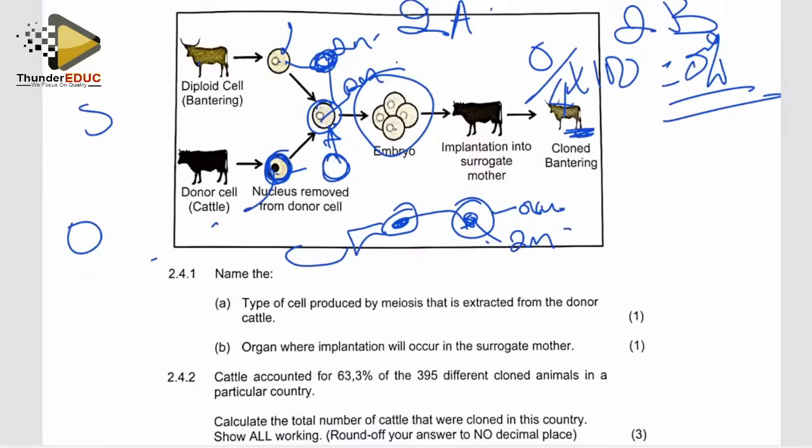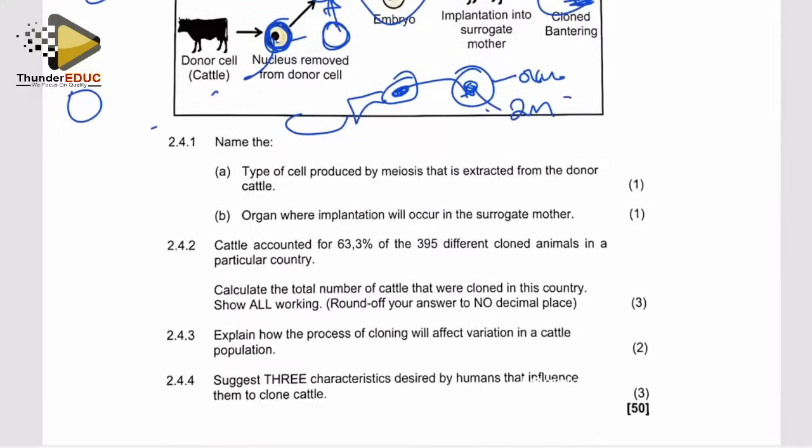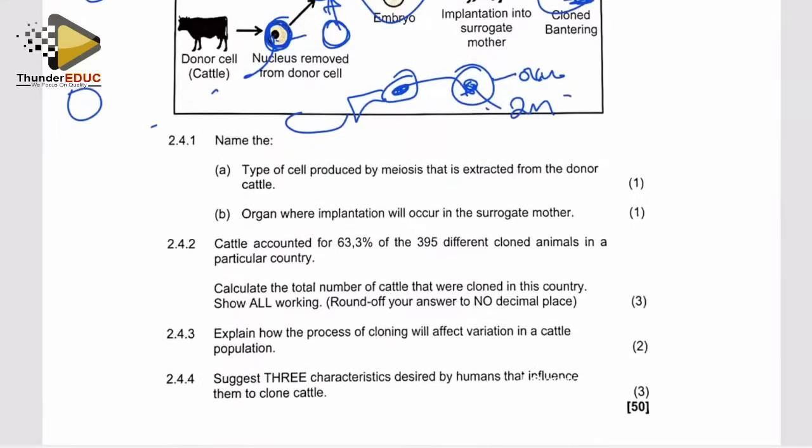These are implanted into surrogate mothers, and then each surrogate mother develops, remember these are stem cells, the function of stem cells, then they develop to form mature babies, and these babies are released. So that is it. Name the type of cell produced by meiosis that is extracted from the donor cell. We're going to call it a gamete. Basically it is the ovum because it is a female.